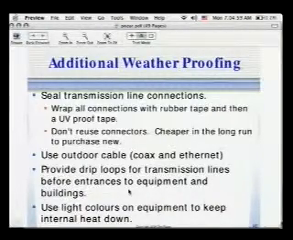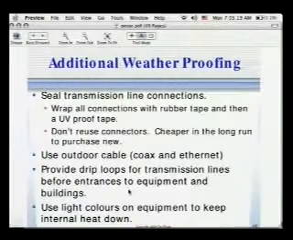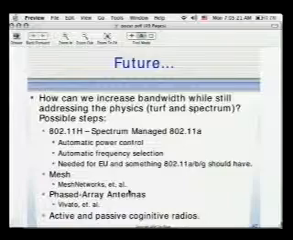Provide drip loops. Drip loops are typically a piece of coax or transmission line that goes into a little loop before it goes into an entrance, so that the rain will collect there and drop off, as opposed to getting drawn into the equipment that you have. Use light colors on the equipment to keep the internal heat down. In other words, paint the stuff white if you can get away with it.